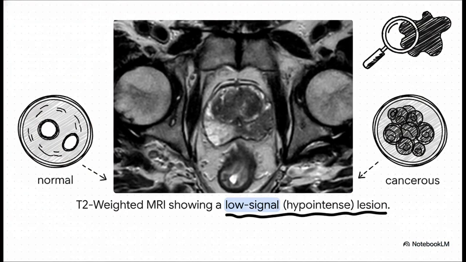Okay, take a look at how clearly prostate cancer pops on imaging here. Because prostate adenocarcinoma is supercellular, with an increased nucleus to cytoplasm ratio and smaller luminal spaces, it shows up as this distinctly dark, low-signal or hypointense lesion. And that's sitting right against the normally bright, high-signal background of the peripheral zone on a T2-weighted MRI.